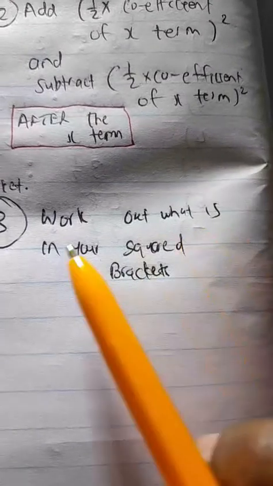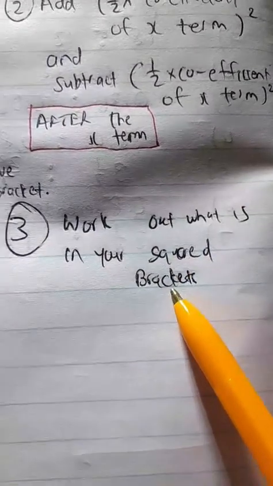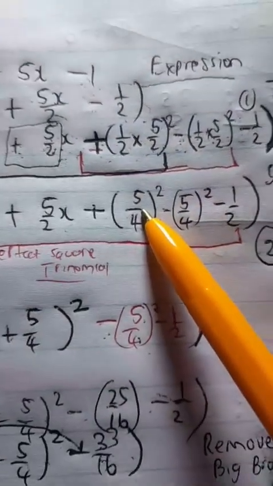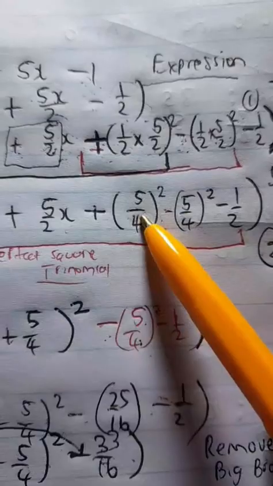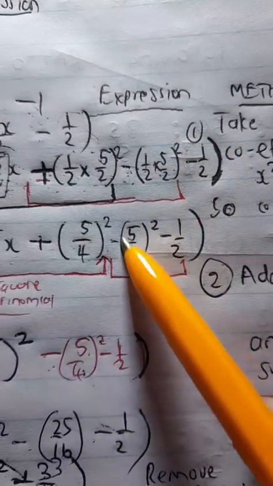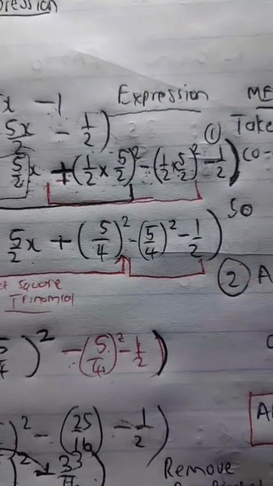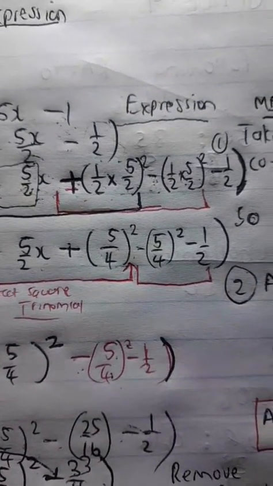Work out what is in your squared brackets. All right, so let's work it out. What's half times 5 over 2? It's 5 over 4. Obviously, this 5 over 4 will also be a 5 over 4 for the other square bracket. Are we together, people? I just want to get an indication that we are all moving, we are understanding.